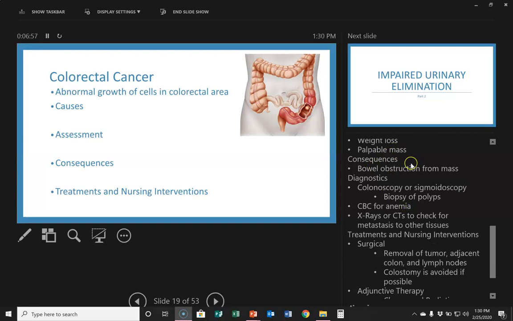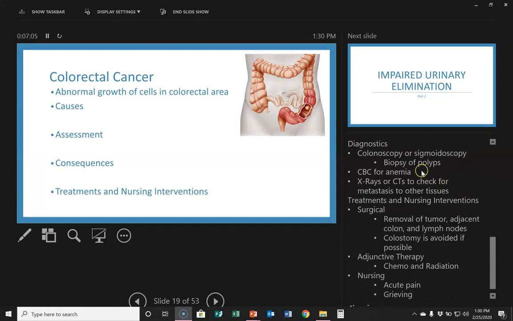Consequences, besides metastasis and that kind of thing, we worry about bowel obstruction from that mass, to be able to physically cut off the bowel so that stool cannot move through. Diagnostics: colonoscopy or sigmoidoscopy for biopsy of the polyps or even visualization of the tumor itself, a CBC for anemia, an X-ray or CT may be needed to check for metastasis to other tissues.